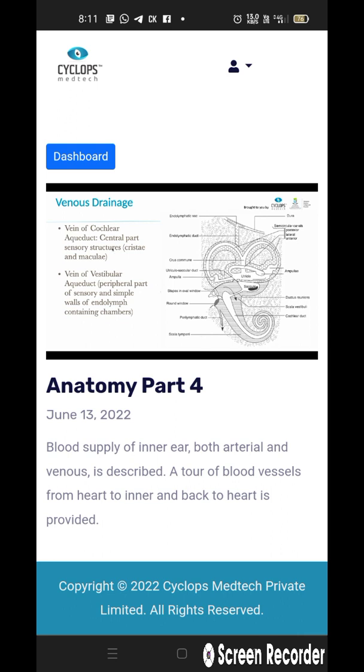What we see here is the vein of the cochlear aqueduct drains the central part of the sensory structures, that is the cristae, and the peripheral part of the sensory structures is again drained by the vestibular aqueduct. In addition, the vestibular aqueduct also drains the remaining part of the endolymph chamber containing simple walls of the endolymph containing chambers. So what you saw here is the sensory structures have a dual venous drainage. The cochlear aqueduct takes care of the centralmost part and the vein of the vestibular aqueduct takes care of the peripheral part of this.